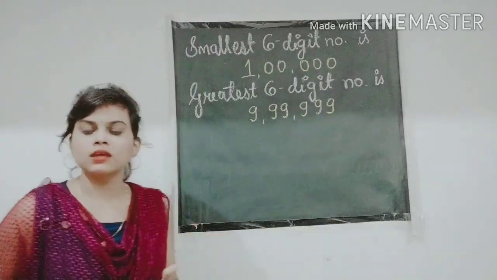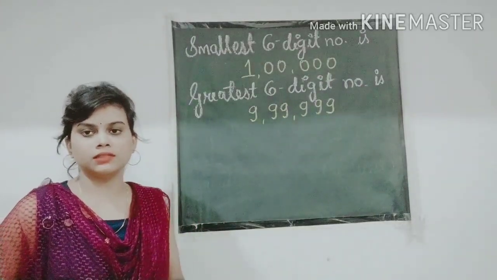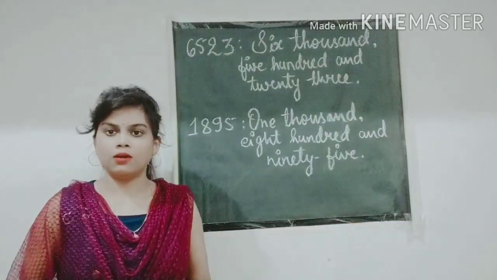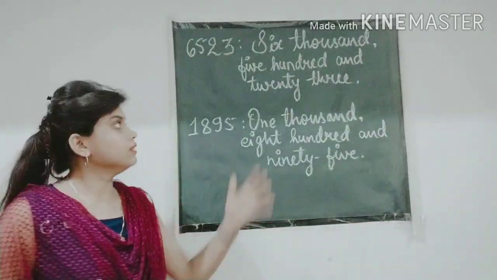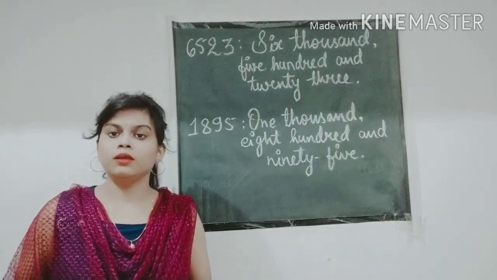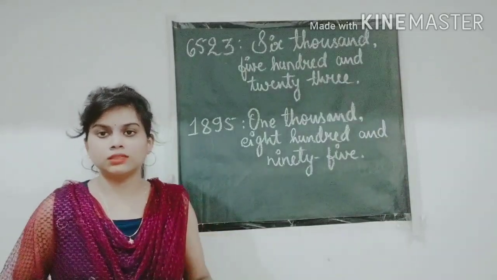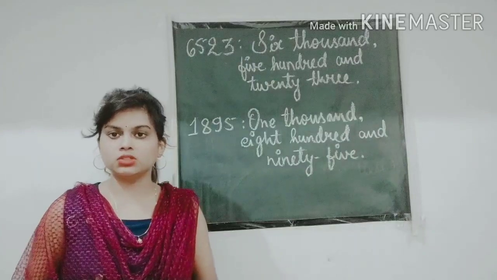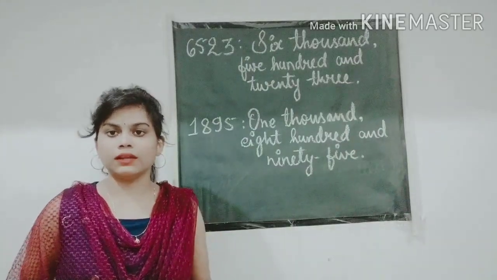Okay. The smallest or the greatest 6-digit number. Now let us see some examples. These questions are not given in your textbook. This is just for your recall. You have already learned all these things in your previous classes. We are doing only recall.